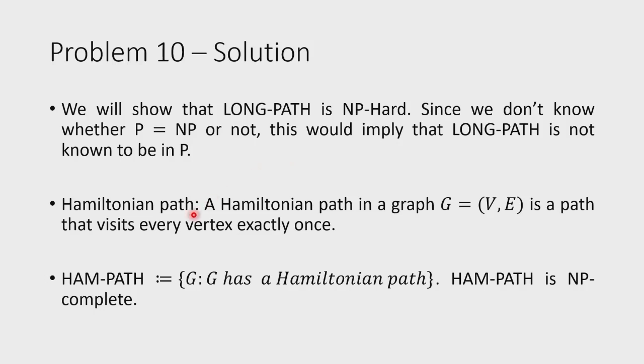Yeah, okay. So what we'll do is we'll reduce some NP complete problem to long path. The problem that we are going to use is the Hamiltonian path problem. So let's recall what a Hamiltonian path is. A Hamiltonian path in a graph G = (V, E) is a path that visits every vertex exactly once. Is the definition of a Hamiltonian path clear? Yes. And the NP complete problem that we are going to use is HAMPATH, defined as: G is an undirected graph and G has a Hamiltonian path.